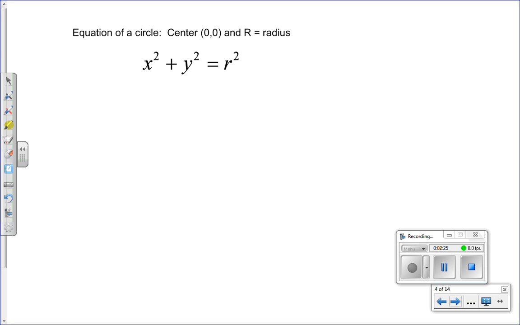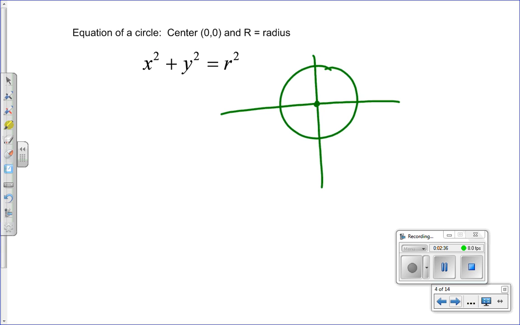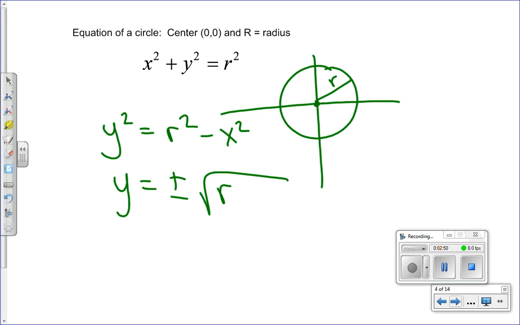All right, part of this section has you look at equations of circles. So here is the general form. This is an equation of a circle centered at 0, 0 with the radius r. And what's nice about this is you can get y by itself. So y squared will equal r squared minus x squared. And then y equals plus or minus the square root of r squared minus x squared. The positive aspect of this accounts for the upper half of the semicircle, and then the negative component accounts for the lower half of the semicircle.